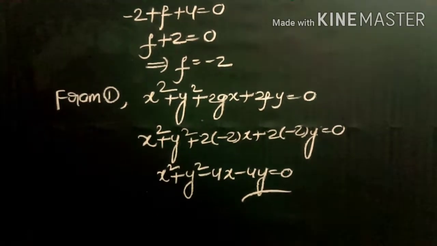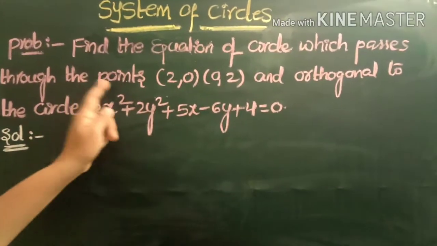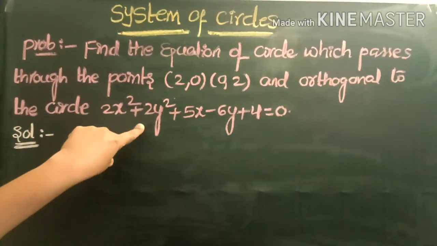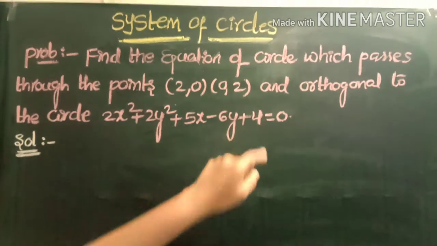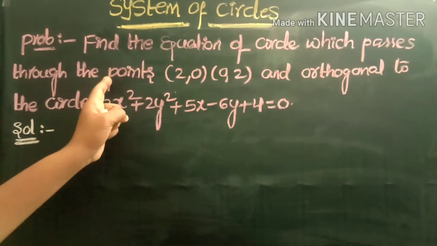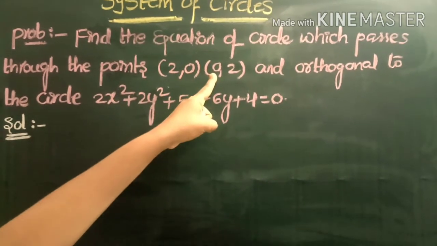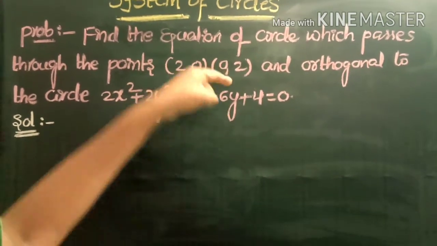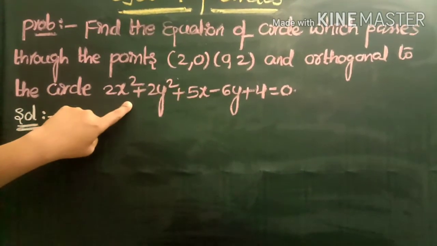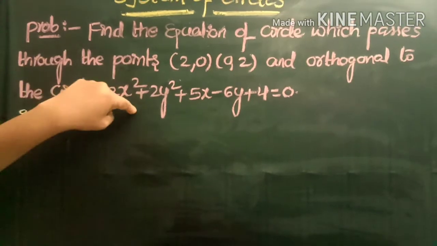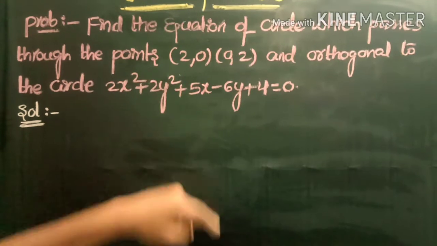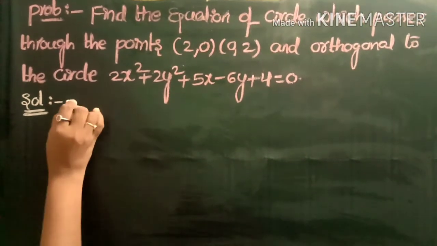That's all. Find the equation of the circle which passes through the points (2, 0), (0, 2) and is orthogonal to the circle 2x square plus 2y square plus 5x minus 6y plus 4 equal to 0. We want to find the equation of the circle given that it passes through the points (2, 0), (0, 2), which means we are substituting these two points in the circle equation. Also given that the circle is orthogonal to the given circle, so we apply the orthogonal condition to the required circle and this circle. By using these three equations, we can find the values of g, f and c. That is the procedure.